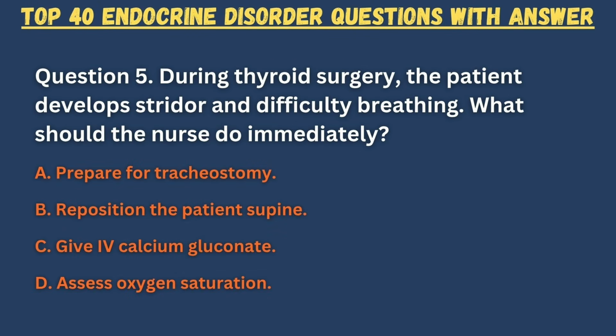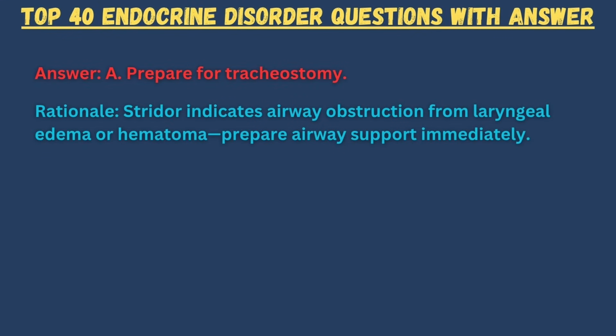Question 5. During thyroid surgery, the patient develops stridor and difficulty breathing. What should the nurse do immediately? A. Prepare for tracheostomy. B. Reposition the patient supine. C. Give IV calcium gluconate. D. Assess oxygen saturation.